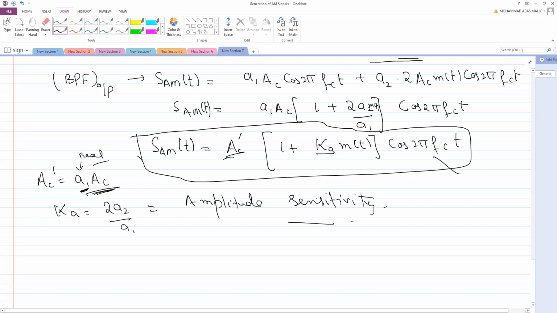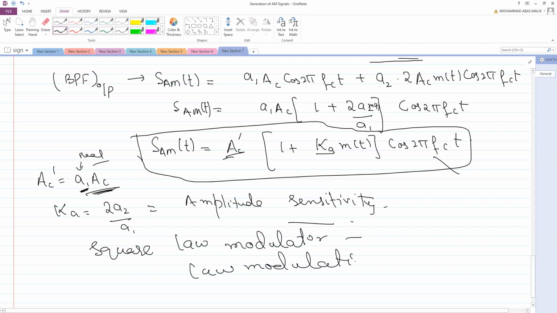And this is one of the methods by which you can generate your AM signal, and this method is called the square law modulation method, or you can say the square law modulator, by which you are generating this.